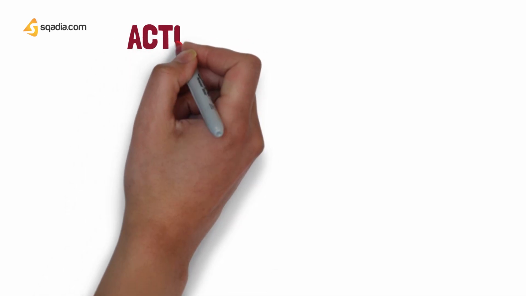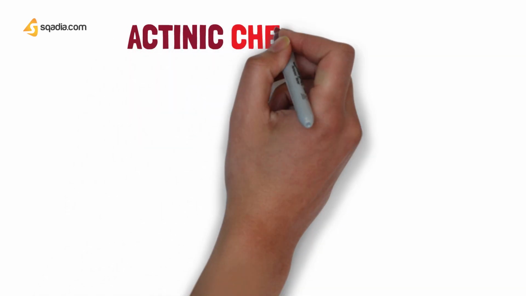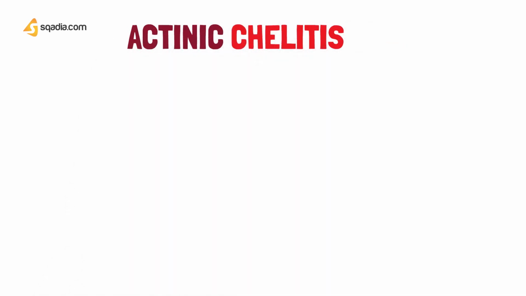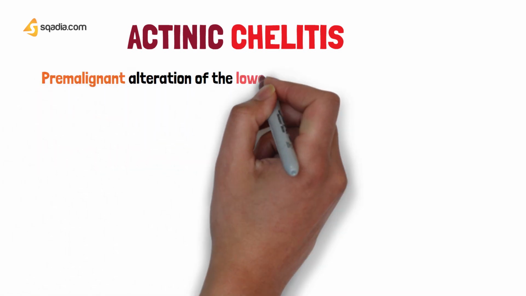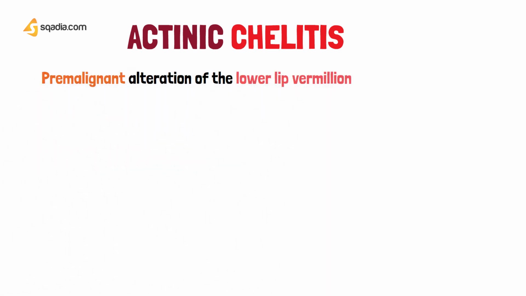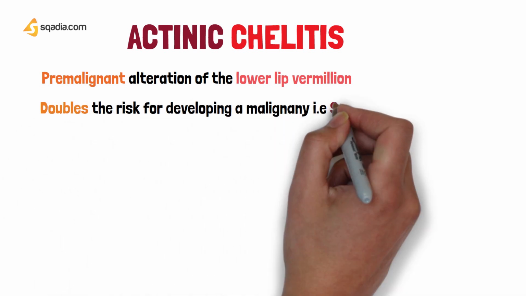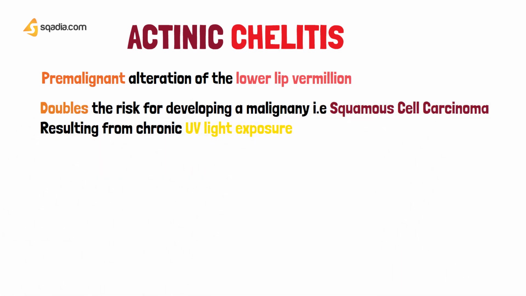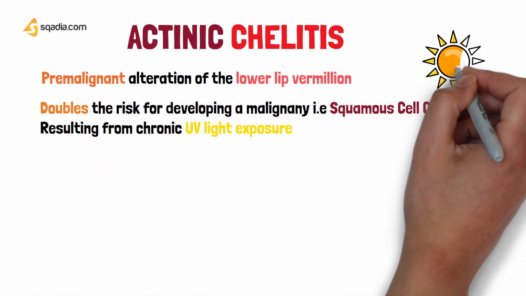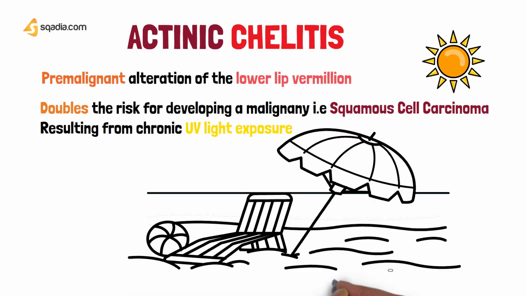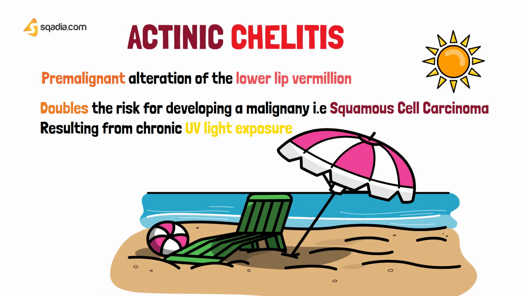Hey guys, today we'll be covering the last topic for the pre-malignant lesions, actinic cheilitis. It is a pre-malignant alteration of the lower lip vermillion, and it almost doubles the risk for developing a malignancy, that is, the squamous cell carcinoma. It usually results from chronic UV light exposure.